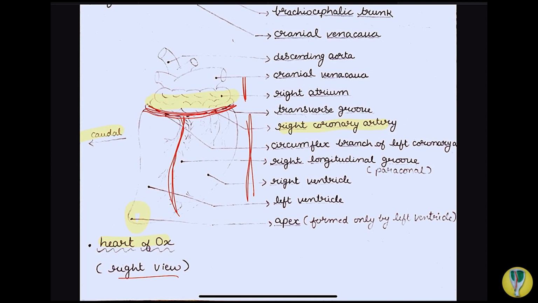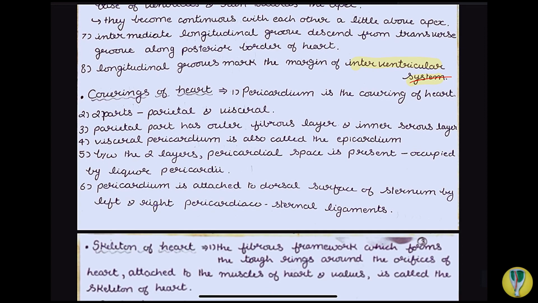So heart, though it pumps the blood to the body, itself needs blood for its function, right? It also needs oxygen and nutrients. So the system or the blood vessels which provide blood to the heart, they are called coronary arteries. And you have to remember the general position of these arteries. Then we have the coverings of the heart.